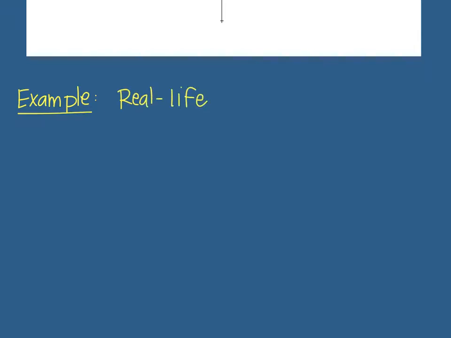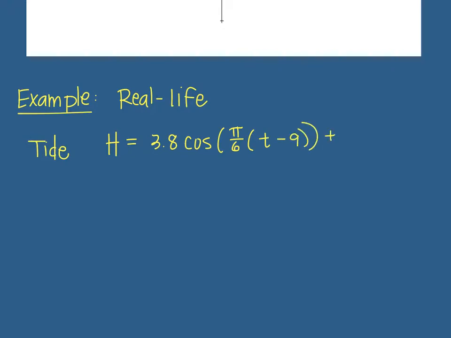All right, so an example of waves, the easiest one is maybe to think of water. So we're going to talk about the tide. And the tide follows a wave model. So let's look at 3.8 cosine pi sixths parentheses t minus 9 parentheses plus 5.